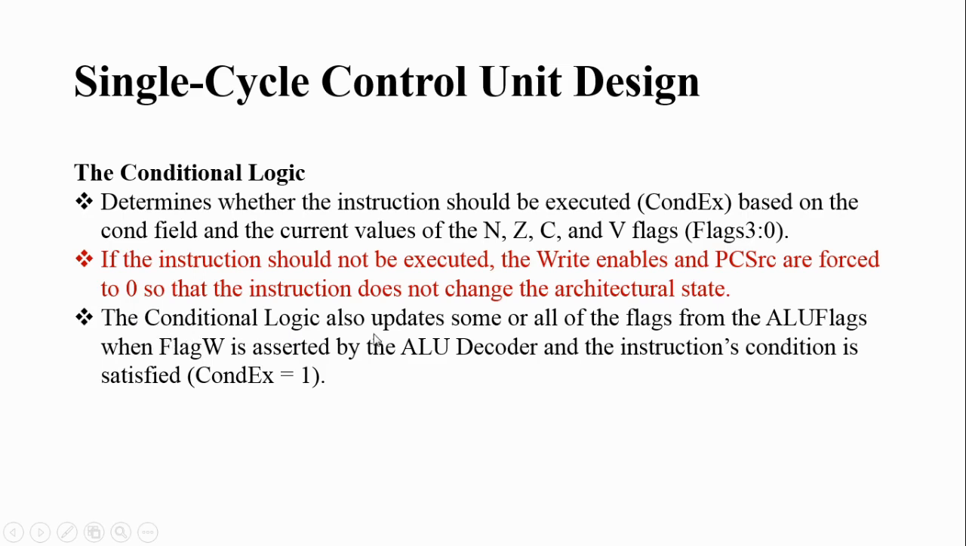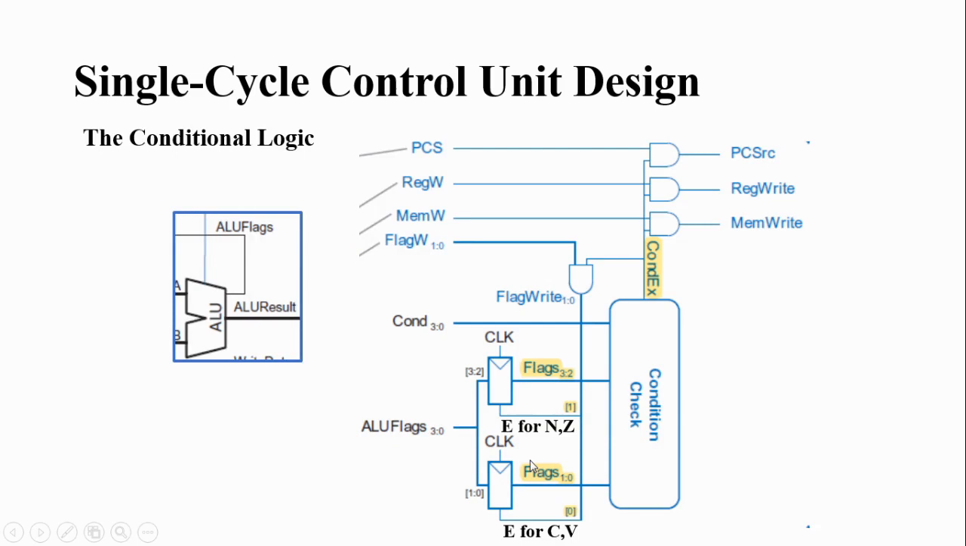Then the conditional logic also updates some or all of the flags, based on the flag W bits that we have already seen. There are 2 bits, 0 and 1. Based on these two signals and based on the ALU flags, the corresponding flags will be set. If you are performing ADD or SUB, all the flags will be reflected, that means both these bits will be set. Or if you are performing AND or OR, only the N and Z flags will be set. So this flag setting is also controlled by the conditional logic.